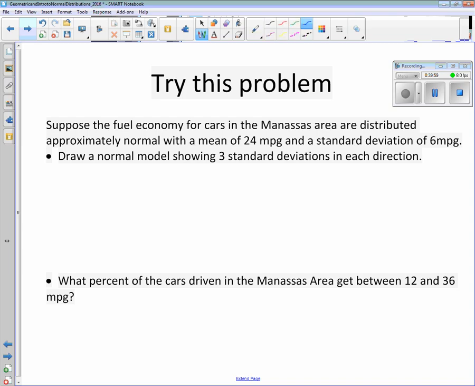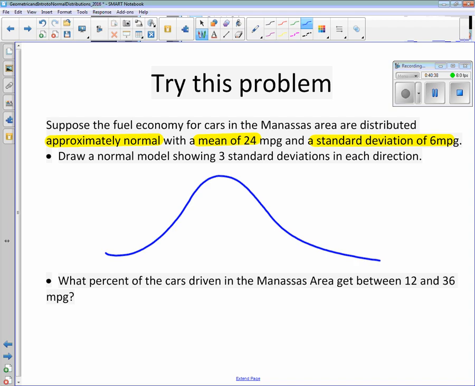So, fuel economy of cars in the Manassas area. I'm telling you that they're normal. That's key. I have to be told that. On Thursday, we'll investigate how to prove something's normal or how to show that it's probably normal. But for now, we're being told that they're normal. You also need to be given a mean and a standard deviation. That's important, okay? Knowing that, I want us to draw a normal curve and show 3 standard deviations above and below the mean. Can we do that? Let's try.